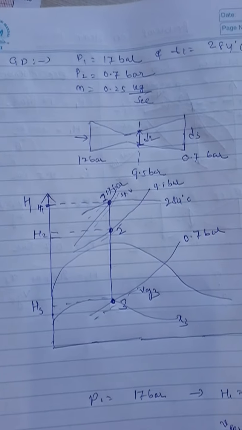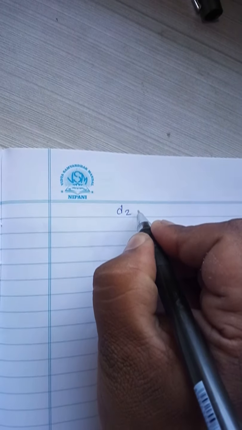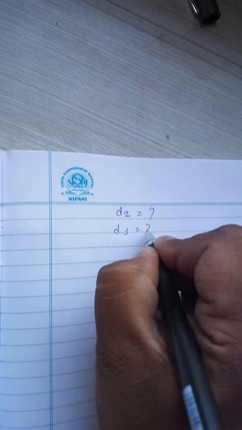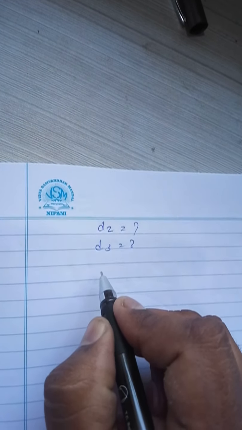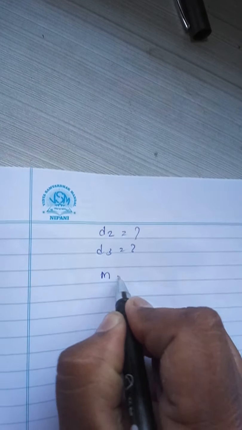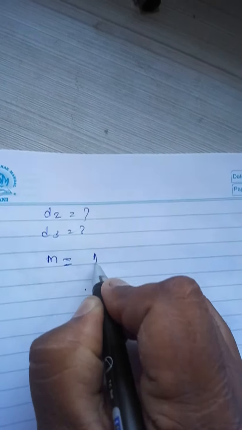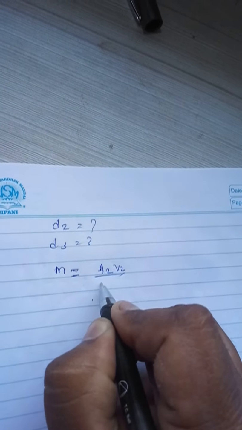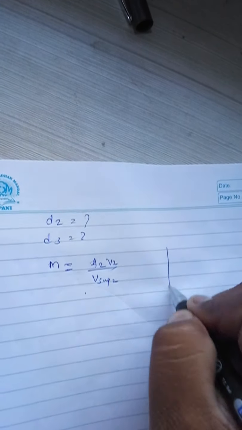Now what he has asked, just check, he has asked us to find out D2 and D3. But one more thing he has given in the given data. What is that? M value. So just see what the M formula is. M is equal to A2 V2 divided by V superheated at 2. This is the condition at 2, because at 2 only I am going to find out.